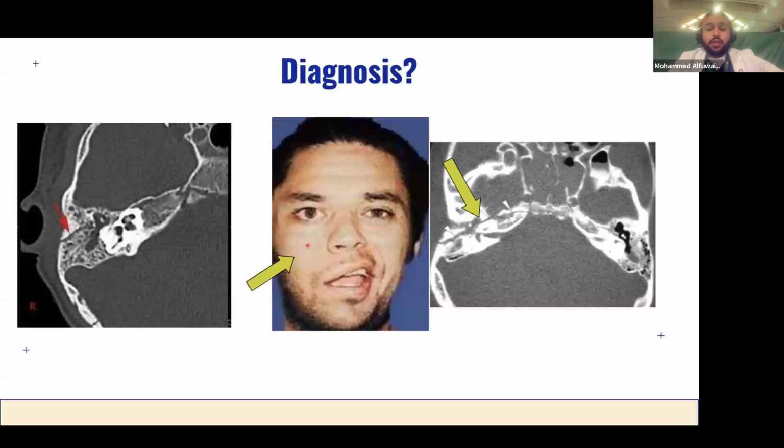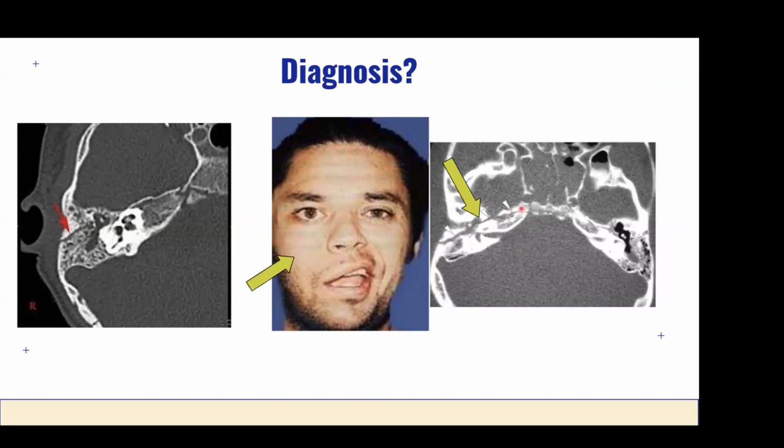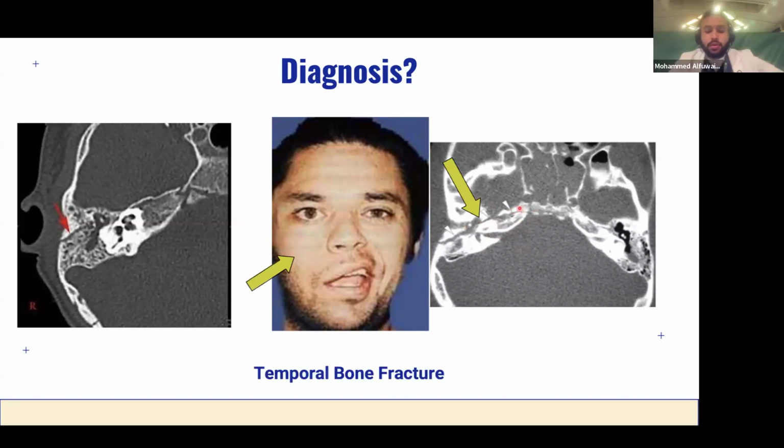Okay. Now, he also tells you that he can't hear from his right ear. So where is this lesion? And if you do imaging of the skull base, temporal. Exactly, the petrous temporal bone. Okay, so this is a temporal bone fracture.